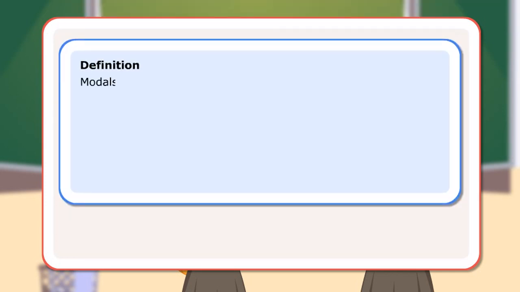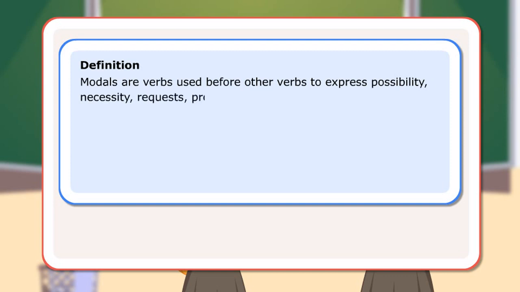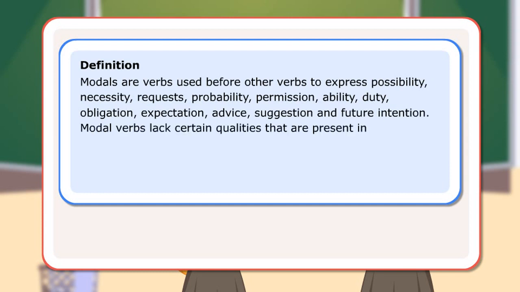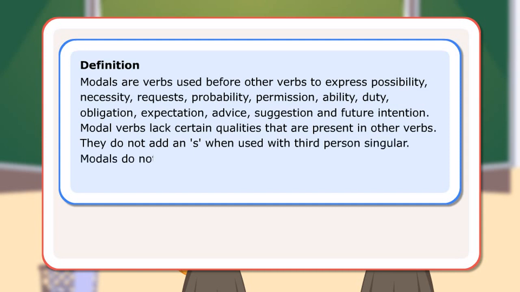Definition: modals are verbs used before other verbs to express possibility, necessity, requests, probability, permission, ability, duty, obligation, expectation, advice, suggestion, and future intention. Modal verbs lack certain qualities that are present in other verbs. They do not add an s when used with third-person singular. Modals do not exist in the form of infinitives or in ing or ed forms.